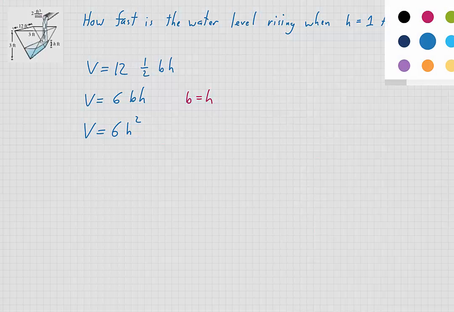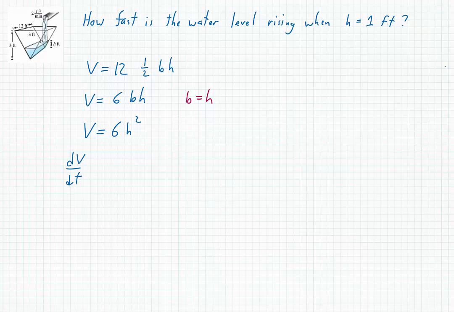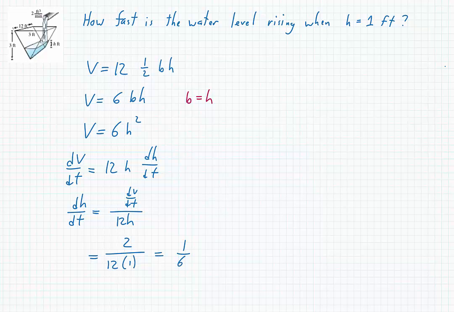So once we have our equation, we can take derivatives on both sides with respect to time, and we'll end up with the change in volume is equal to 12h times the change in the height. We're looking for the change in the height, so I could rewrite this as dh/dt is equal to the change in the volume divided by 12h. In this case, the volume is changing at a positive 2 cubic feet per minute. The height is 1, and we're going to end up with 1/6 of a foot per minute, or if you prefer, we could say 2 inches per minute.